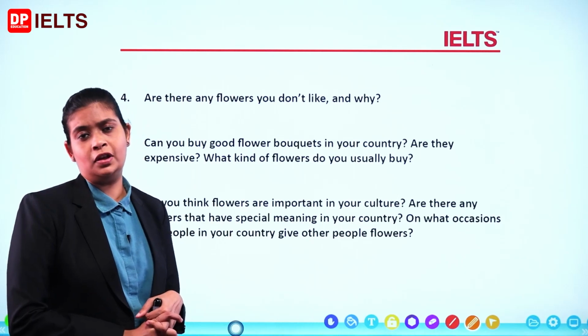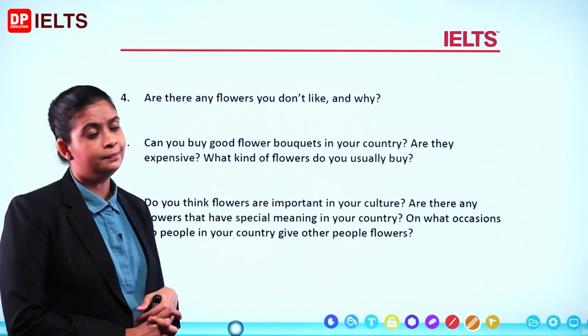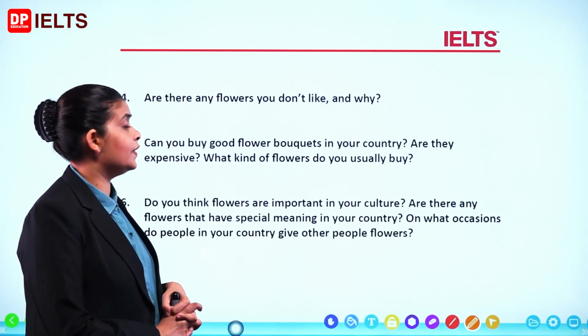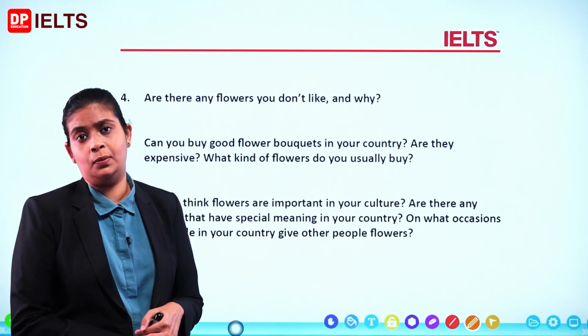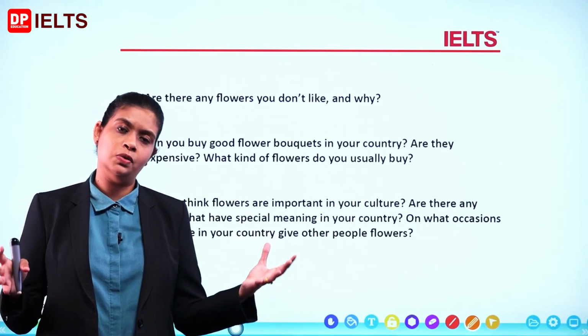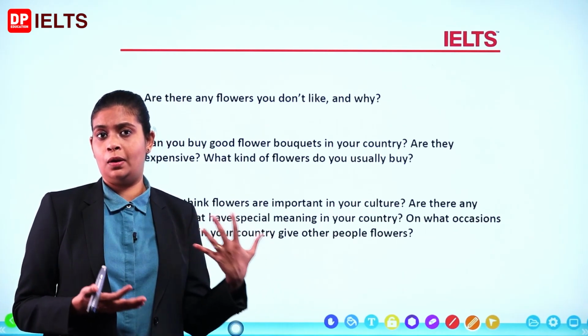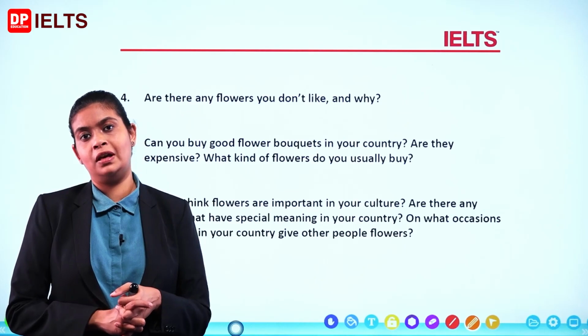Yes, we do have a lot of florists in Sri Lanka. And are they expensive? It depends. I mean, are you looking at a flower bouquet with 50 roses or 100 roses? Or are you looking at a flower bouquet which has a mixed variety of flowers?